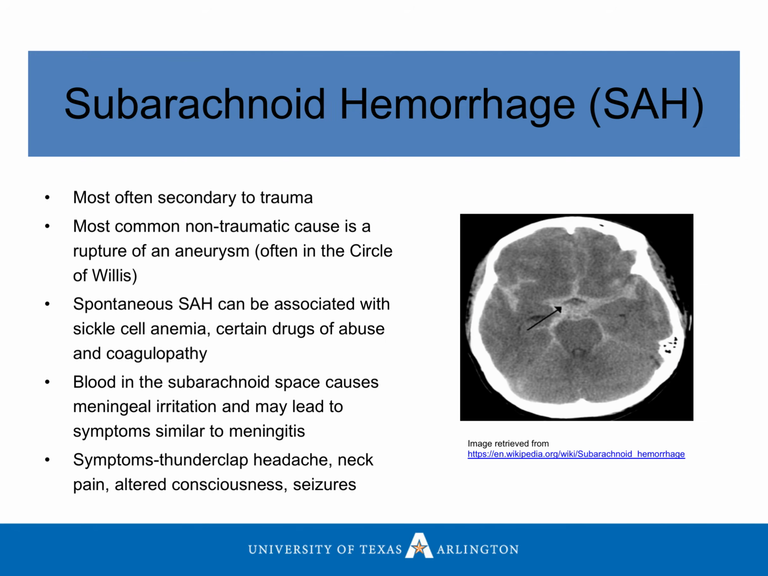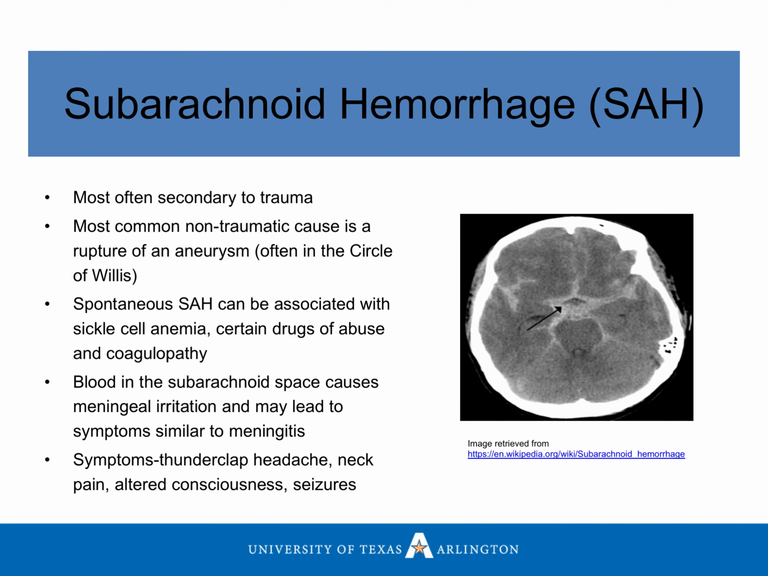So on subarachnoid hemorrhage, this is most often caused from a trauma. It can also be caused by a rupture of an aneurysm, normally the circle of Willis. And a spontaneous subarachnoid hemorrhage can also occur. We don't really see spontaneous ones very often in the older population, but it can occur, and that can be associated with sickle cell anemia, certain drugs of abuse, and coagulopathy.